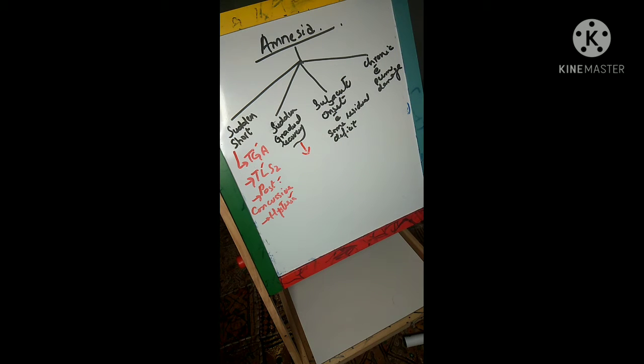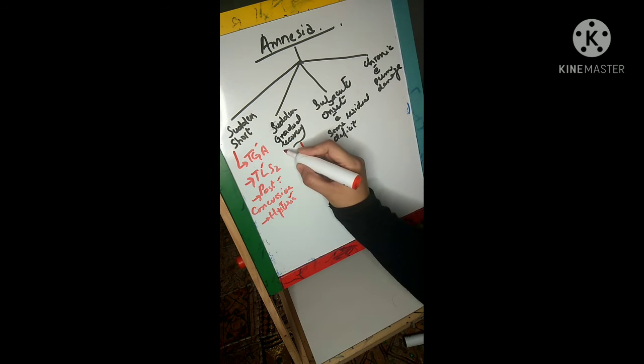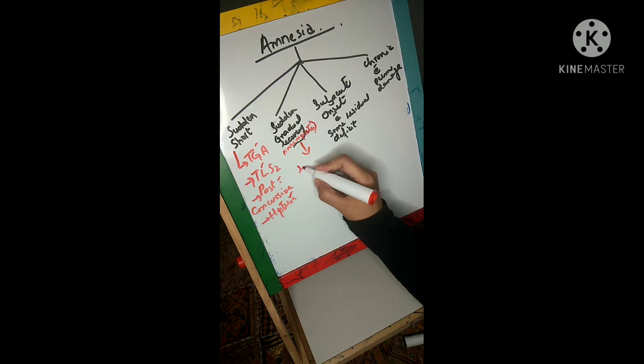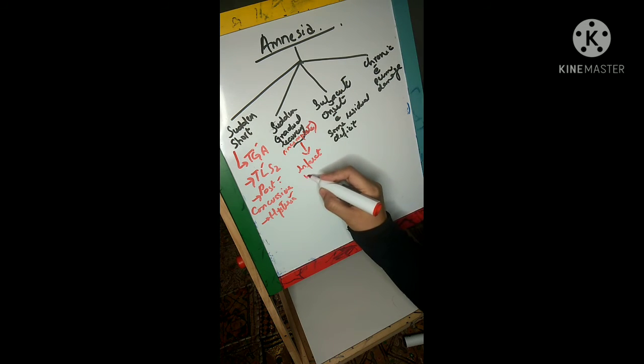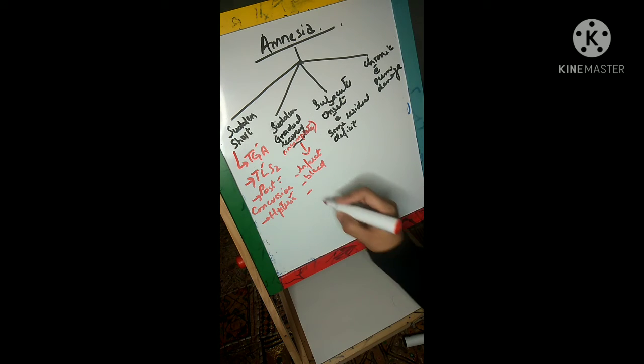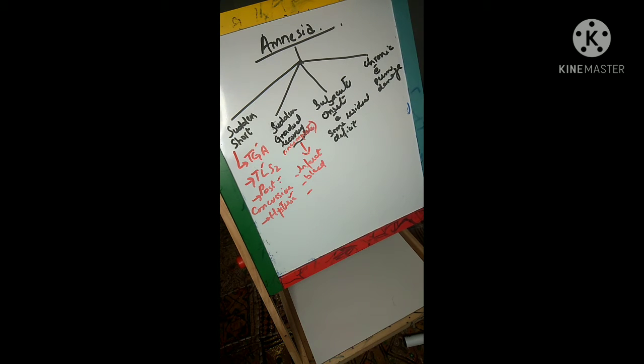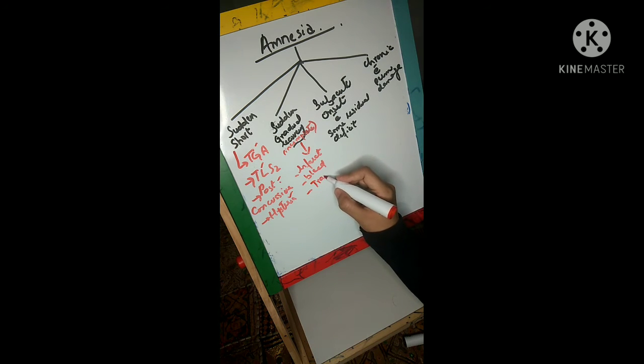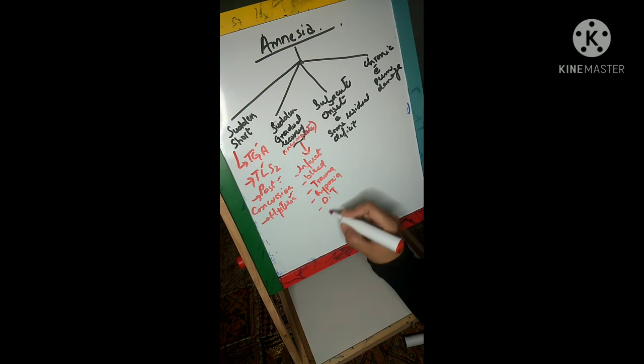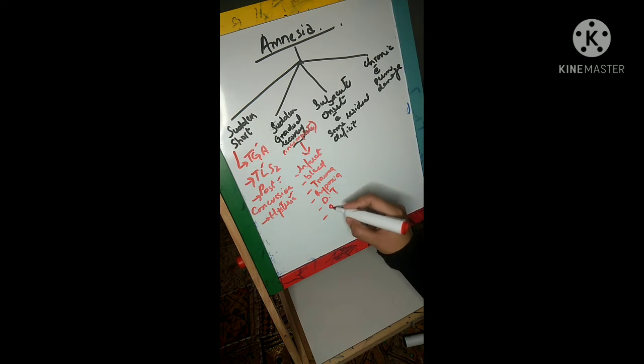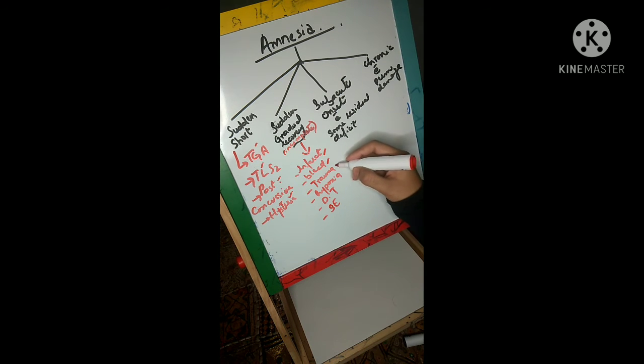The next is sudden onset with gradual incomplete recovery. So examples of these are infarction, hemorrhage, trauma, hypoxia, status epilepticus, and delirium tremens. So I will repeat the causes. There can be infarction, hemorrhage, trauma, hypoxia, status epilepticus, and delirium tremens.